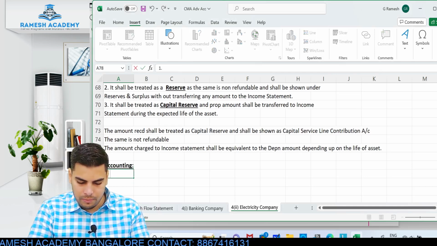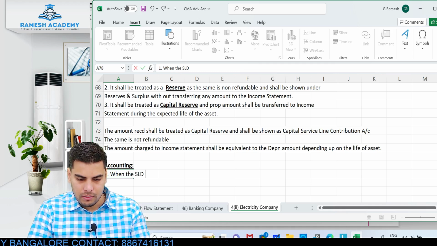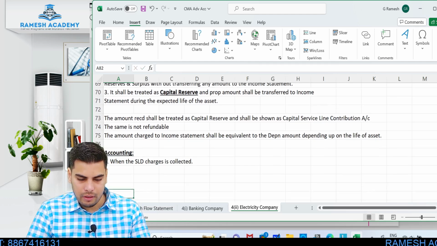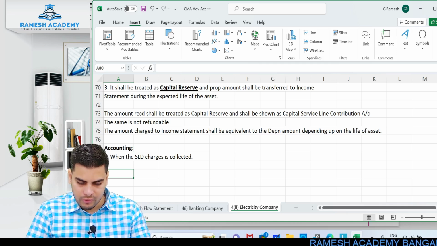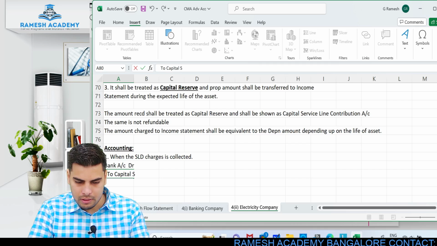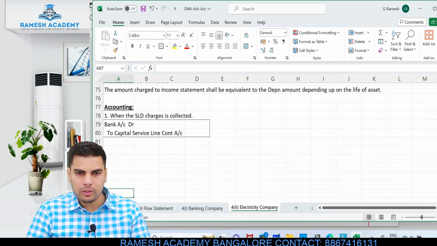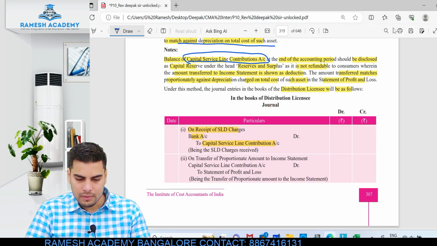So first transaction would be when the service line cum development charges is collected. So what do we name it as? We'll be treating it as capital received, right? Okay, and we'll be calling it as what? We'll be calling it as capital service line contribution account. So the entry will be what? Bank account debtor to capital service line contribution account. There we used to call it as bank account debtor to security deposit. Here we'll be calling it as bank account debtor to capital service line contribution account.